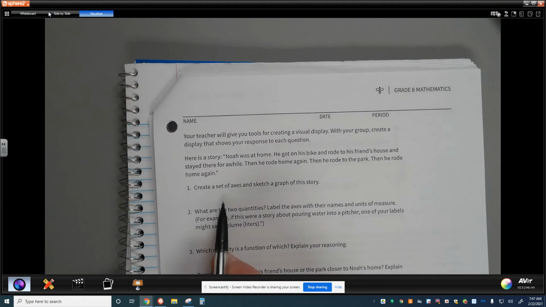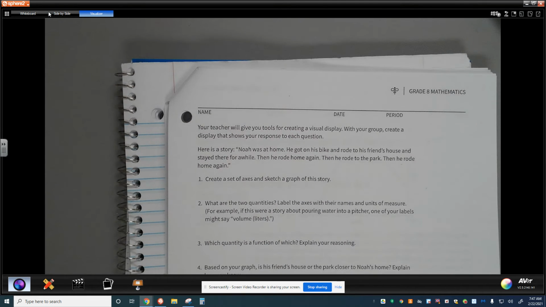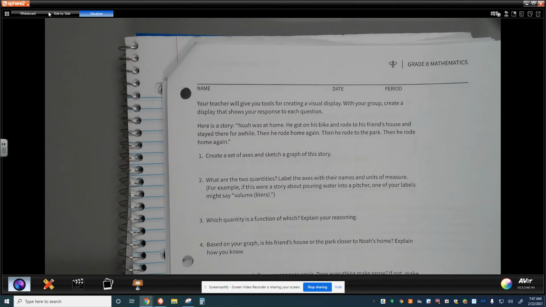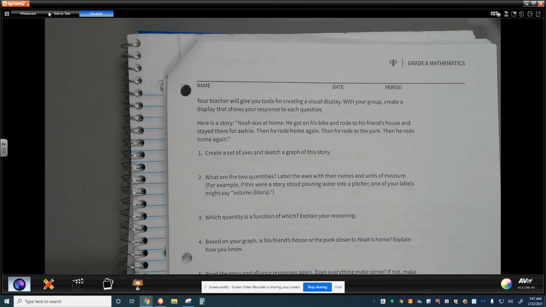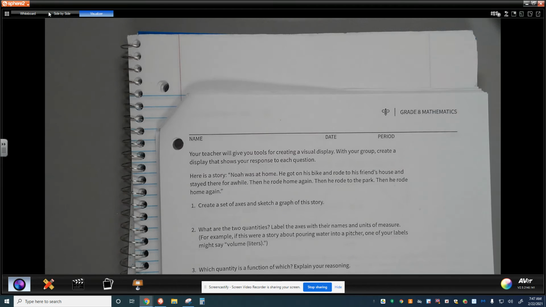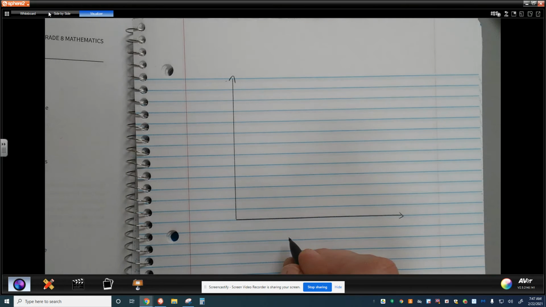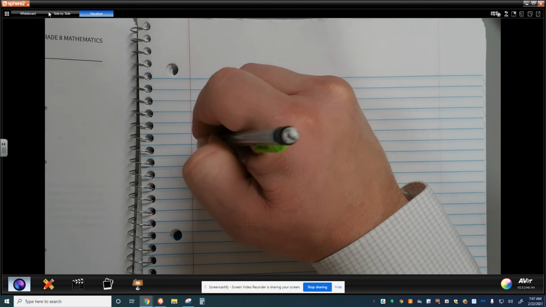So we would create a set of axes and sketch a graph of the story. What are the two quantities? Label the axes with their names and units of measure. For example, if this were a boy about pouring water into a pitcher, one of your labels might say volume in liters. This is clearly about Noah riding his bike and where he's going from place to place. And so on a piece of paper, it could look something like this. And what we'd have to recognize with this is that this is going to be a function of distance over time.